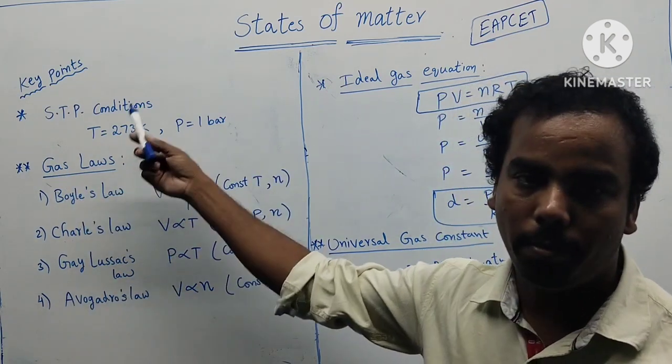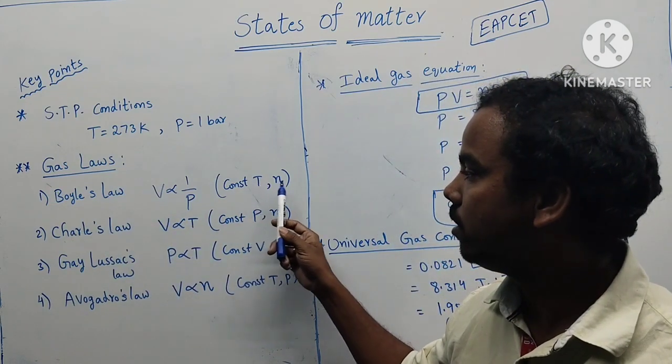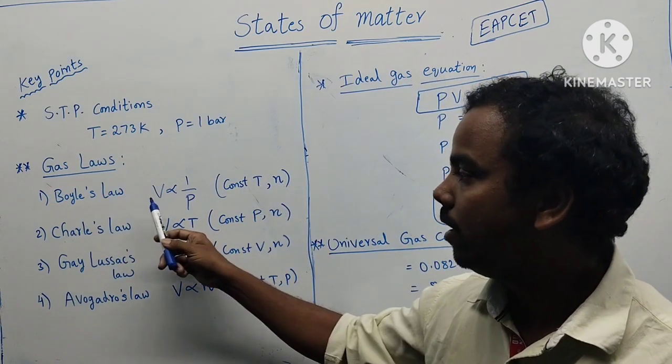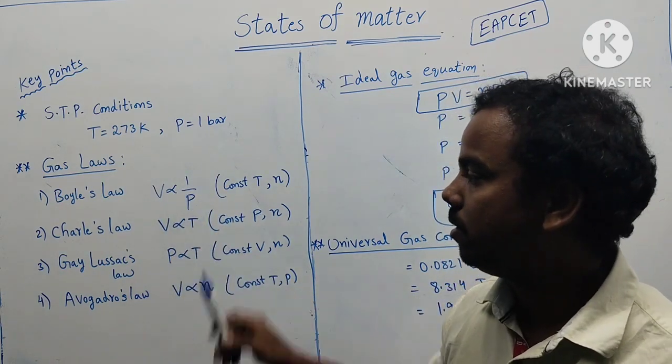Next, different gas laws are present. Boyle's law: at a constant temperature and given mass of the gas, volume of the gas is inversely proportional to pressure. V is inversely proportional to pressure.